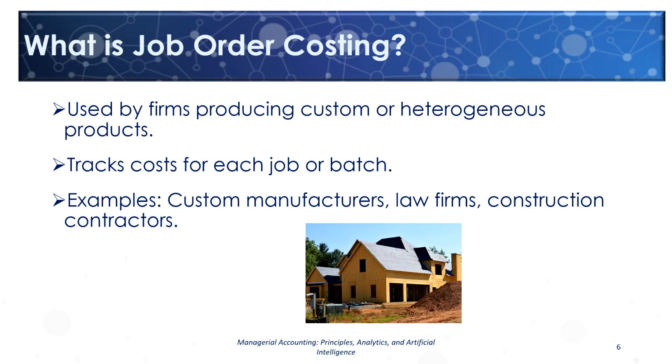Again, a job order costing system is used when a business produces custom products or provides specialized services. The system tracks costs for each individual job or batch. Examples include custom manufacturers, law firms, construction contractors, and service firms where each client project is unique. You should note in your active learning notes, job order costing is used for custom or heterogeneous products and tracks costs for each job or batch.